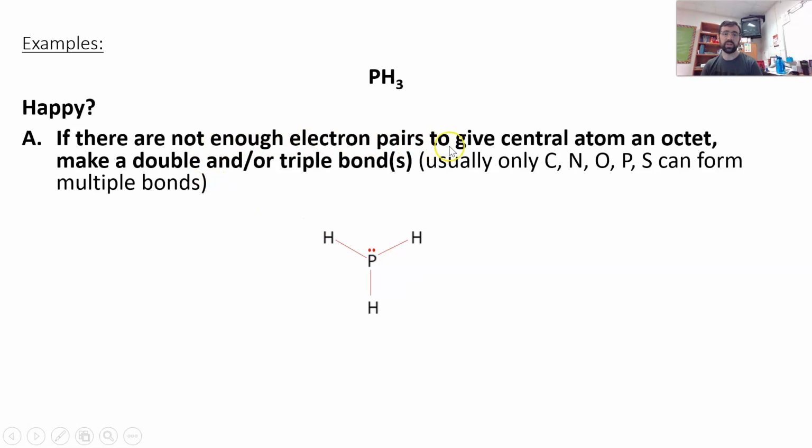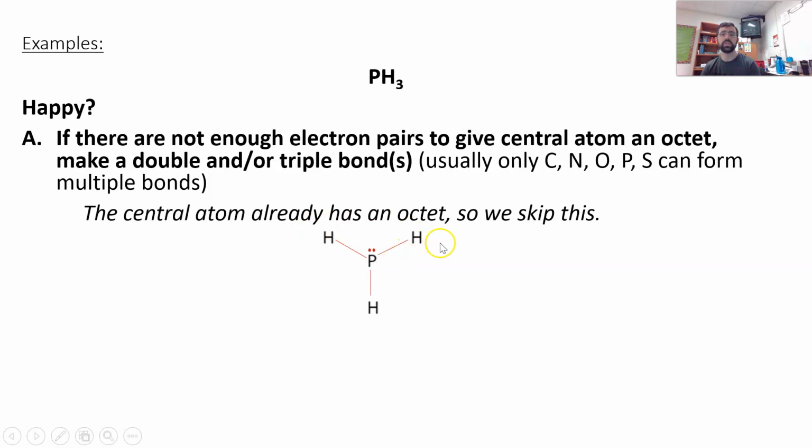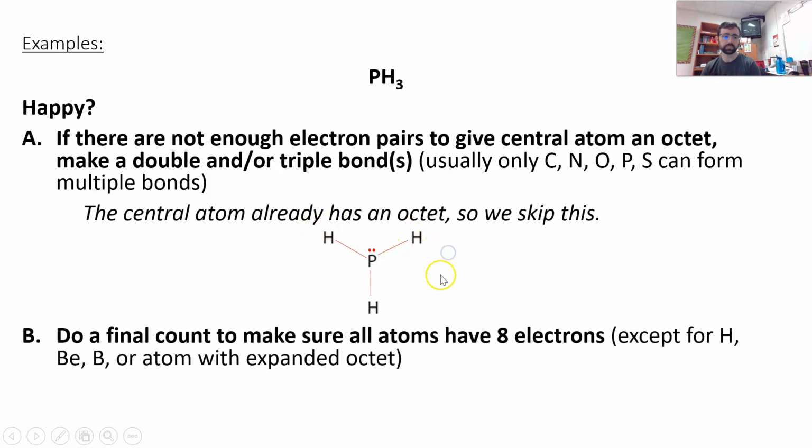If there are not enough electron pairs to give the central atom an octet, this is the part where we say happy. Are they happy? If there are not enough electron pairs on the central atom to give an octet, we're going to make double bonds or triple bonds to make it happy. Now let's look. Phosphorus has 2, 4, 6, 8. It's already happy, so we're going to skip this step.